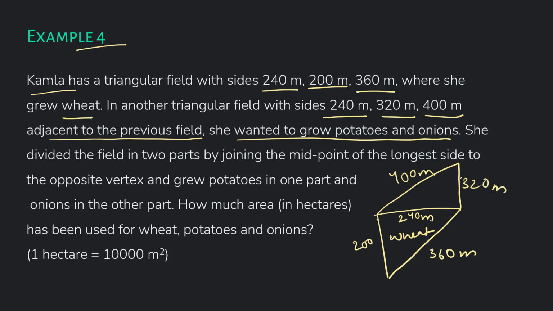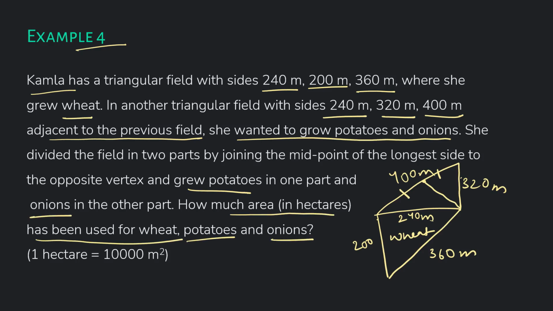Now she wanted to grow potatoes and onion here, and so she divided the field into two equal halves. That is, this would be 200, this would be 200. Two equal parts, and in one part she'll grow potatoes and in the other she'll grow onions. Now how much area has been used for growing wheat, potatoes and onions?